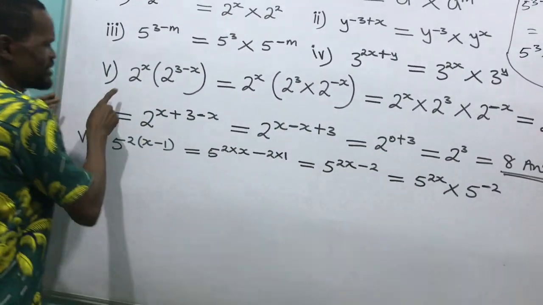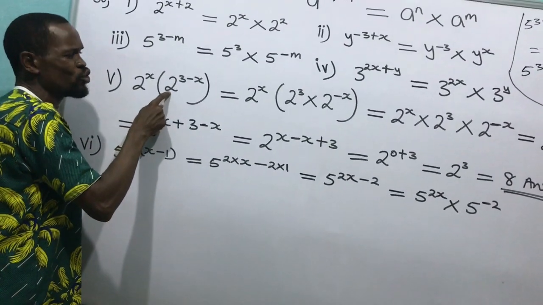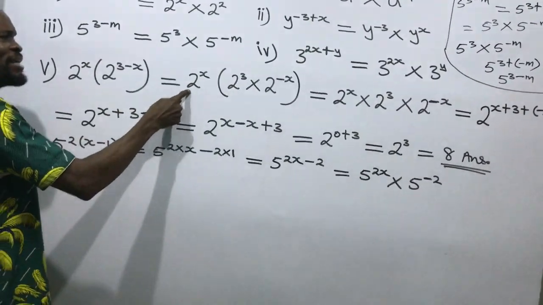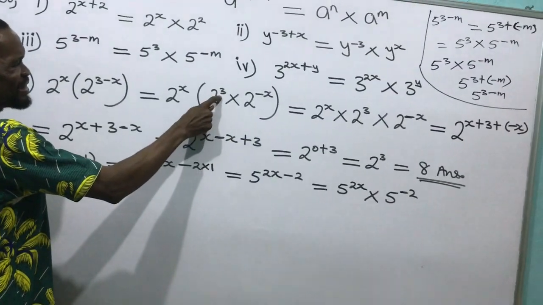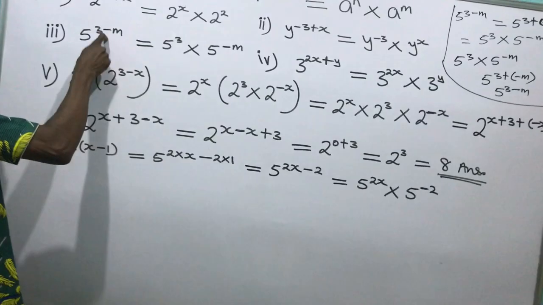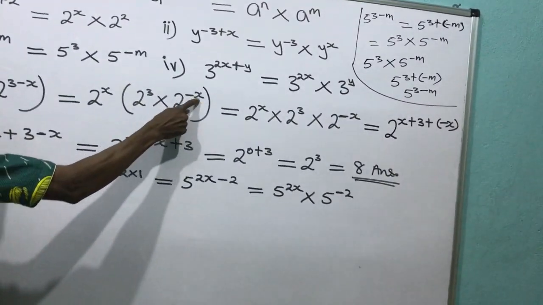Then I come to V. V is simply 2 raised to the power x into 2 raised to the power 3 minus x. It can be written as 2 raised to the power x into 2 raised to the power 3 times 2 raised to the power minus x. You remember what we did here? The same thing we did here.